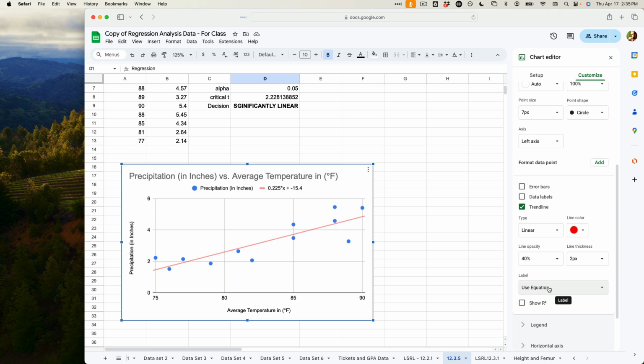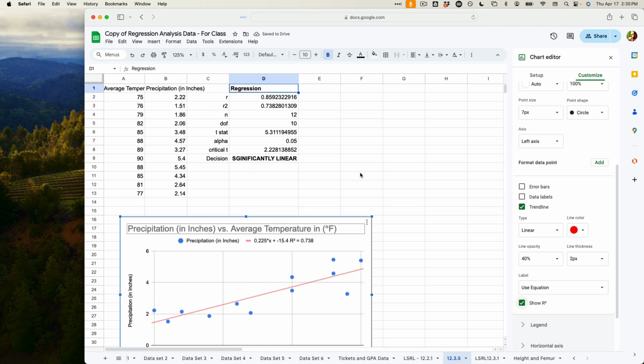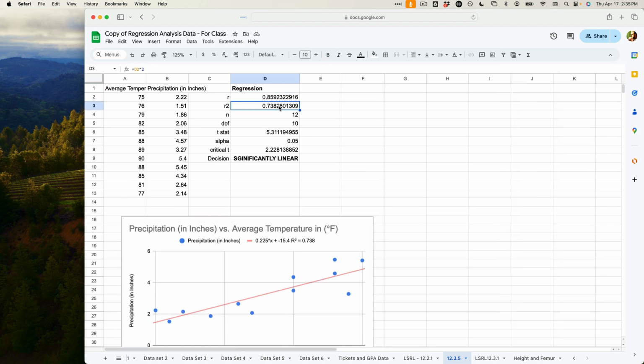That's the red line. And it can actually show me my r squared value. You show r squared, it's telling me r squared is 0.738. Now look at the r squared that I computed here, 0.738. Good. But still, now I know the equation. I need to program it in Excel or Google Sheets to be able to make a prediction, because I still want the precipitation at 84 degrees.